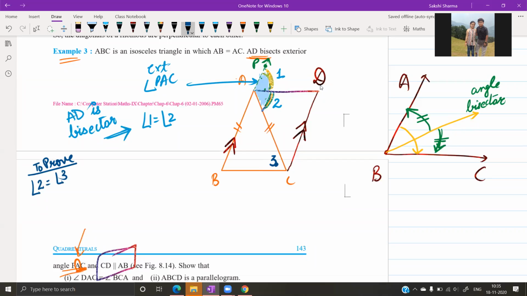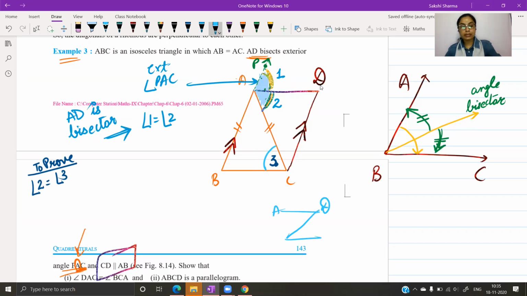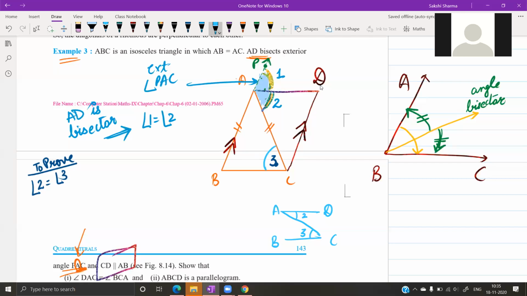Alternate interior angles. Yes, Daksh? Alternate interior angles. But these two lines are not parallel. The sides which contain angle 2 and angle 3, AD and BC, sorry, I drew this wrong. AD and BC are the sides which contain these two angles, 2 and 3. These are not parallel, so you cannot use the property of alternate interior angles. वो applicable नहीं होगी.